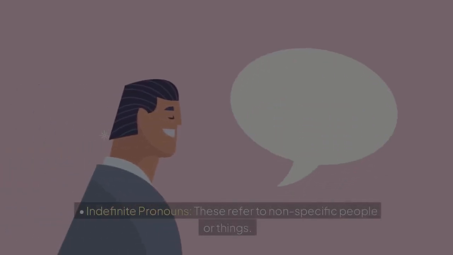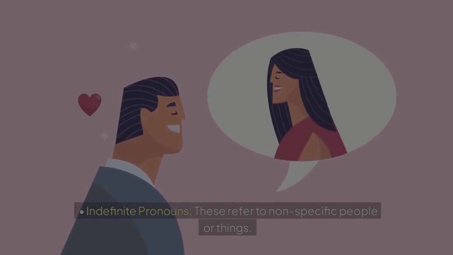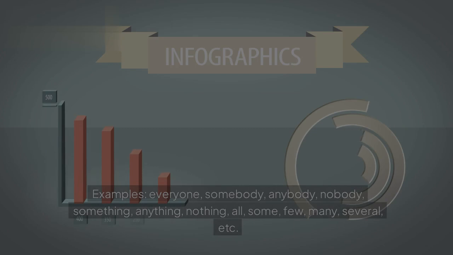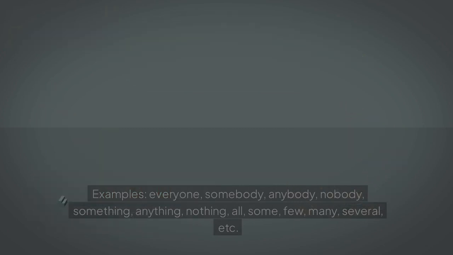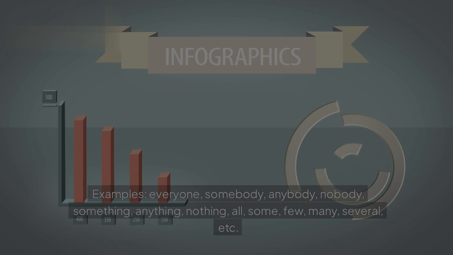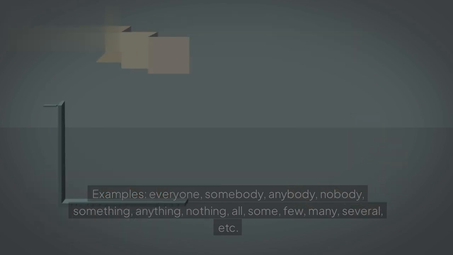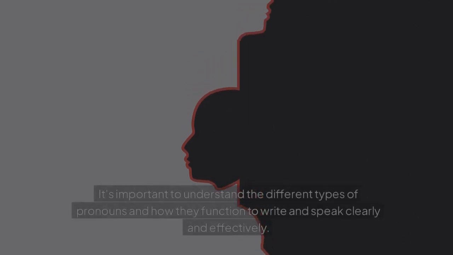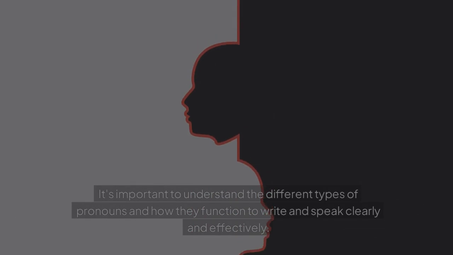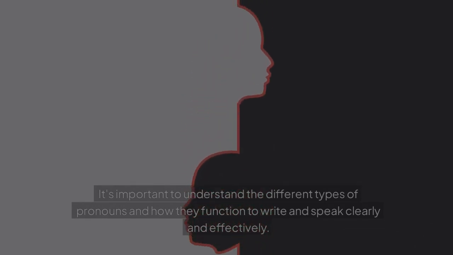Indefinite pronouns. These refer to non-specific people or things. Examples: everyone, somebody, anybody, nobody, something, anything, nothing, all, some, few, many, several, etc. It's important to understand the different types of pronouns and how they function to write and speak clearly and effectively.